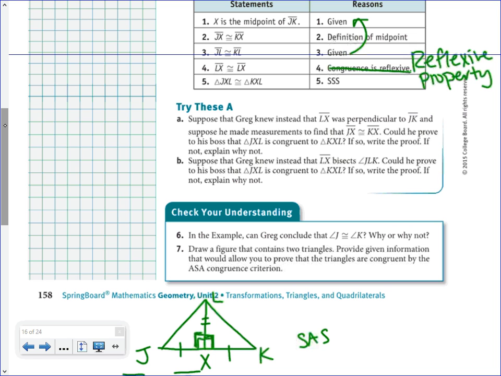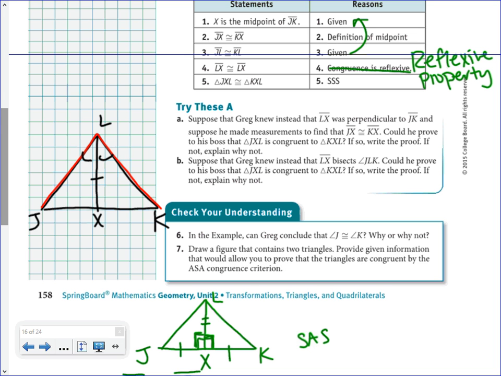It says, suppose that Greg knew instead that LX bisected the angle. Could he prove to his boss that the triangles are congruent? So I'm going to draw the figure. And so we know that LX bisects angle JLK, which means that these angles are congruent. They don't give us any other information, but we can mark that these sides are congruent because they share them.